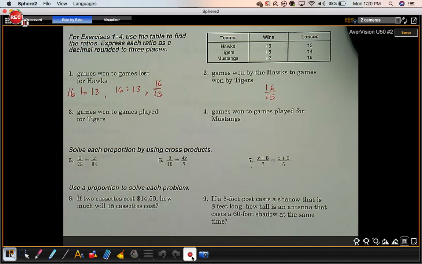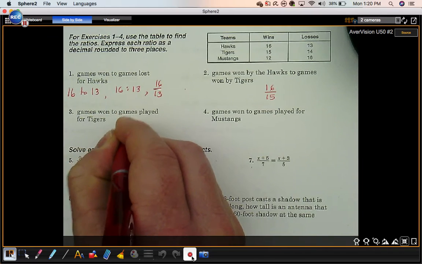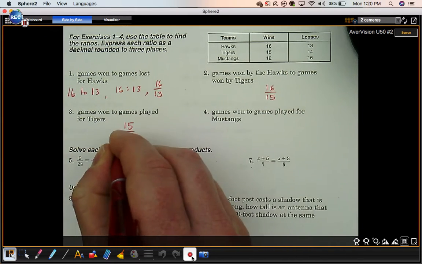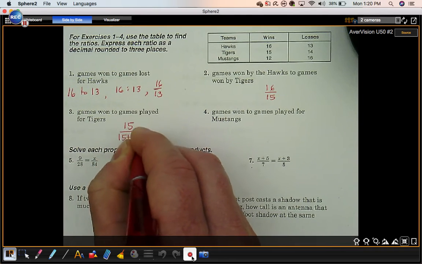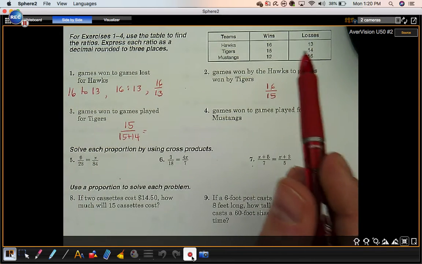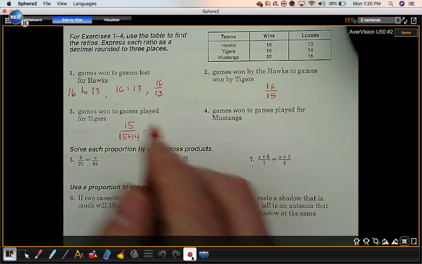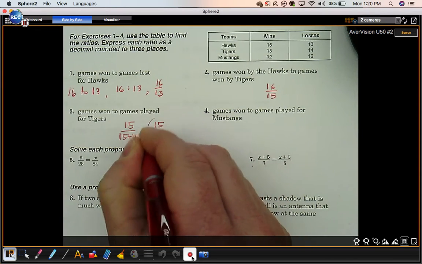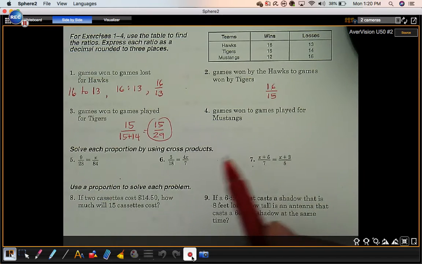Be careful here. Games won is 15. Games played would be your 15 and your 14. Either you win or you lose the game. We're assuming there's no ties here in this situation. So 15 to 29 is your ratio.